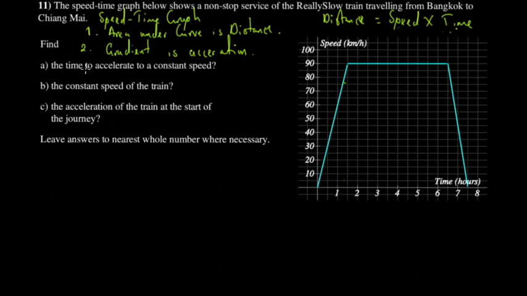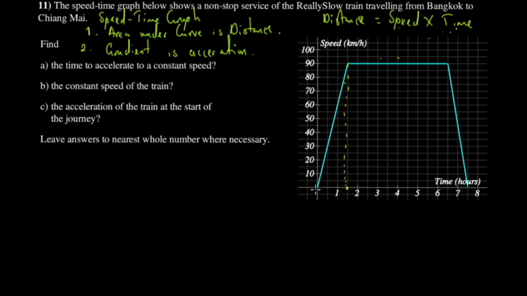So you're asked to find the time to accelerate to constant speed. Here they want you to identify the change in the graph. From here to here, this phase is the constant speed phase, because now the speed is not changing. So the time taken to accelerate to the constant speed must be this interval here.